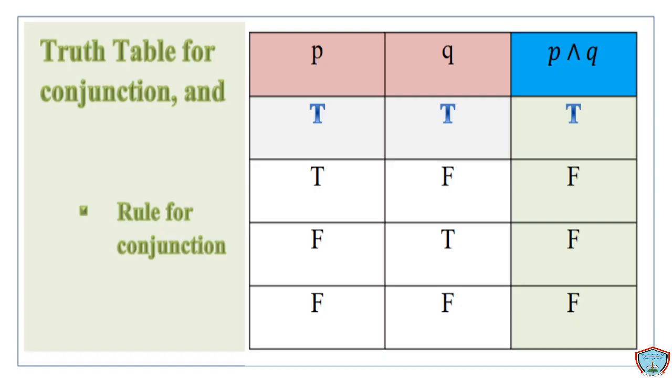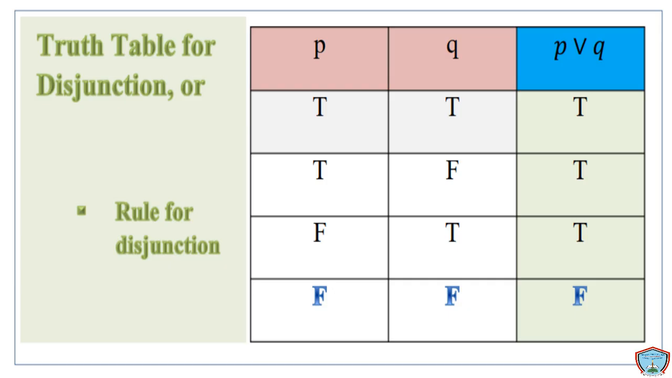Conjunction is represented by and. The symbol is as displayed on the screen. You can see it combines 2 propositions and produces a true statement only when both propositions are true. If even one is false, the entire statement will become false.